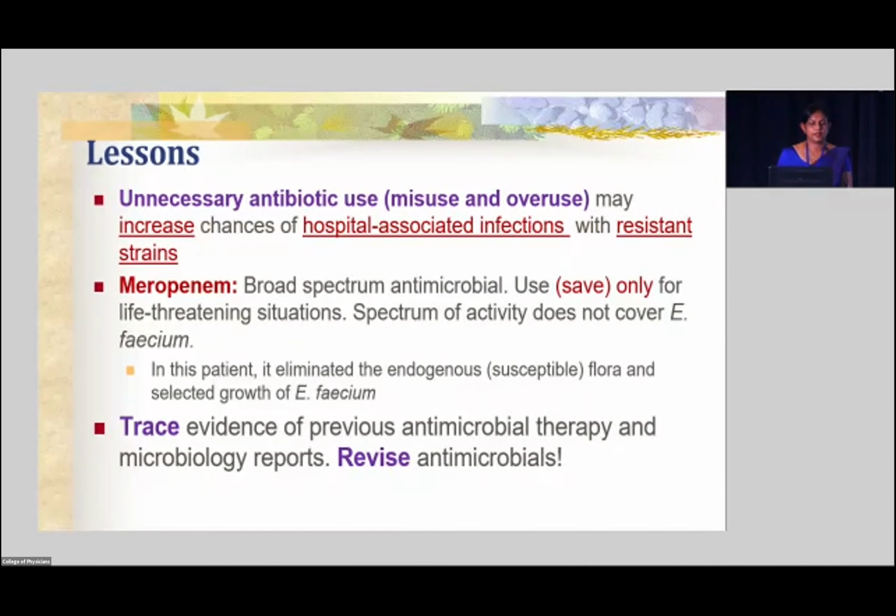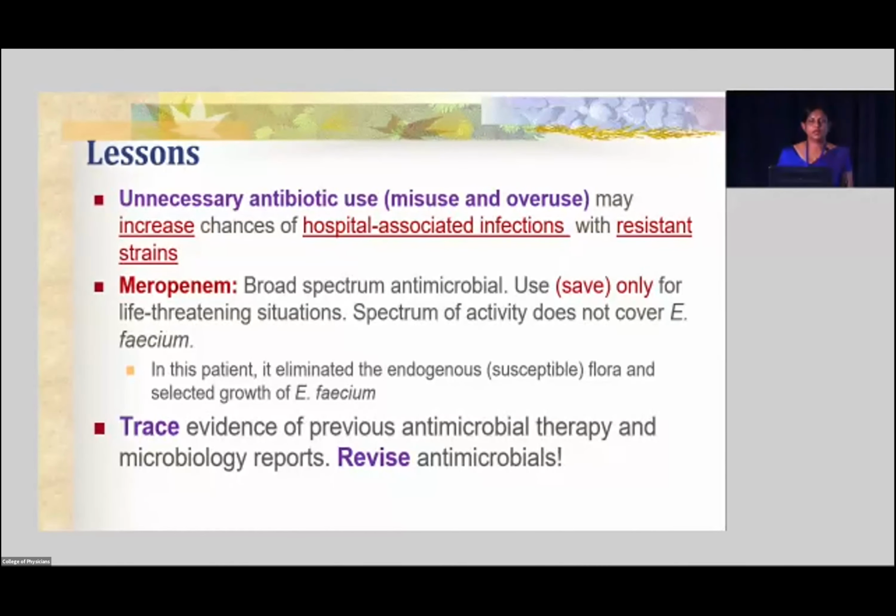So what has happened in this patient was, at the first encounter, they have given meropenem and it has eliminated all the endogenous or susceptible flora and augmented selecting E. faecium. Also, trace evidence of previous antimicrobial therapy and microbiology reports when you decide on antimicrobials. Also, revise the antimicrobial.